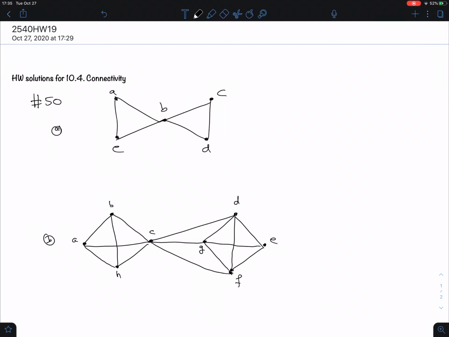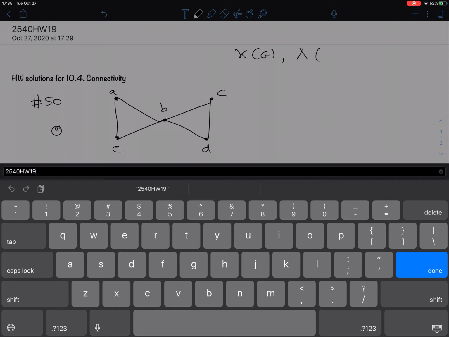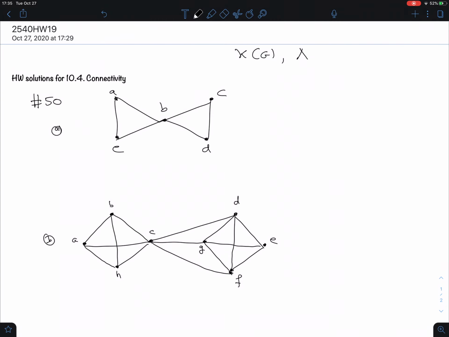Hi guys, I'm gonna go over the homeworks from the connectivity. The first one, what we want to calculate is the vertex connectivity, the edge connectivity, and the minimum degree of the vertices. And we know the reason that they ask us to do these three is because we actually have these inequalities.